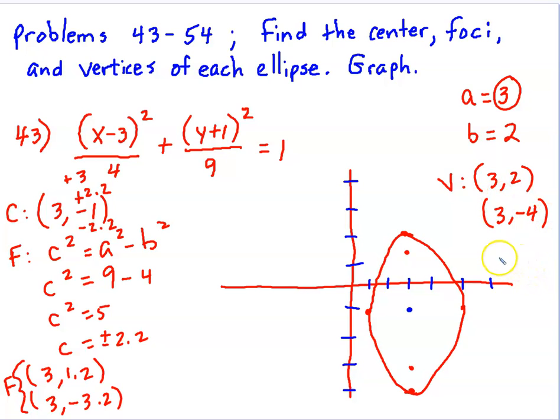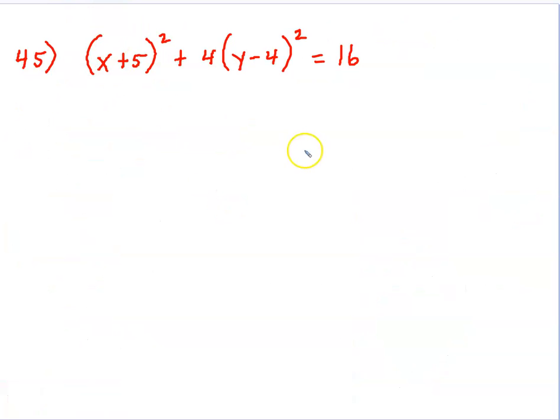Those are my vertices. And they didn't say anything about identifying what the co-vertices are, so you don't have to worry about making that part of your answer. And so it looks like we're finished. We found the center, the focal points, and the vertices, and then we sketched the graph. Okay, so that's a good example of one of your homework problems in this section.